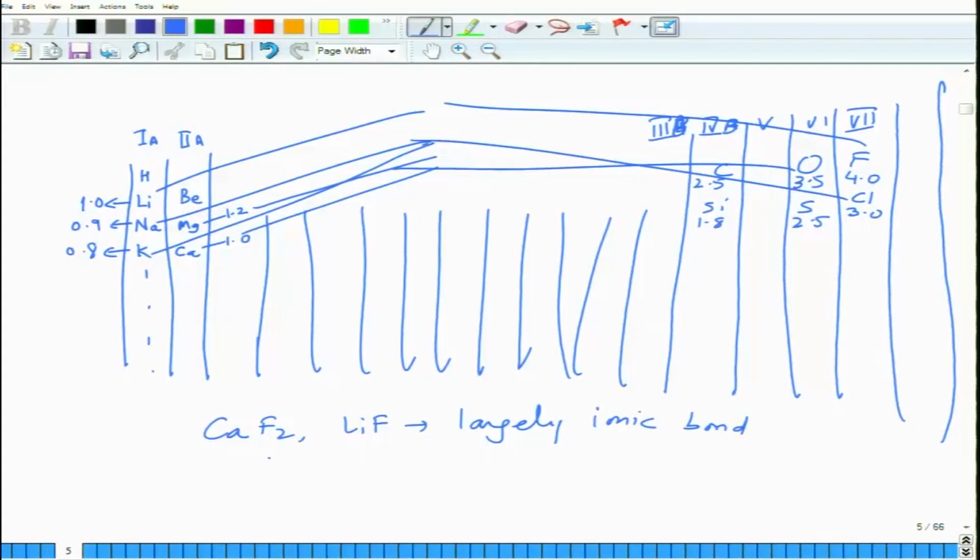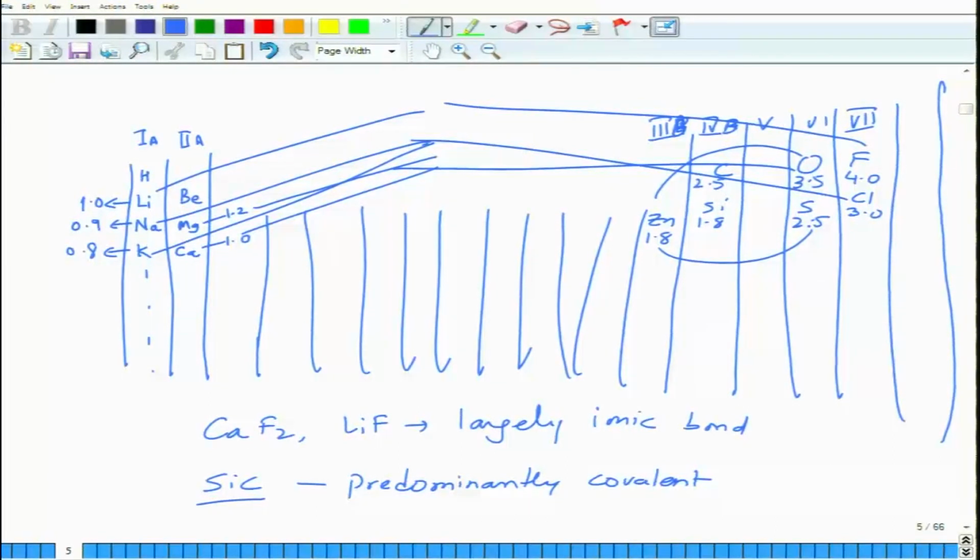But on the other hand, if you look at silicon carbide, silicon and carbon, there is hardly any difference, 1.8 and 2.5. So this is predominantly covalent. Similarly, if you look at zinc sulfide, zinc is just before column 3. Zinc has an electronegativity of 1.8. Zinc oxide is more ionic, but zinc sulfide is less ionic. Zinc sulfide is more covalent in nature.